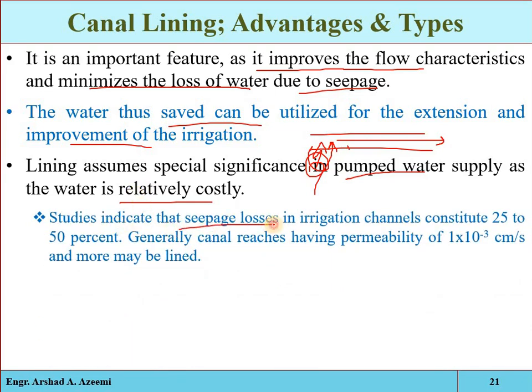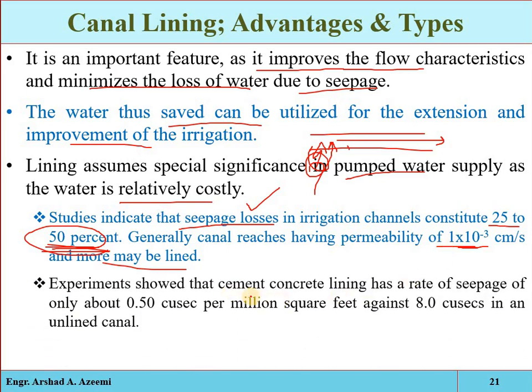Studies indicate that seepage losses in irrigation canals constitute 25 to 50%. Overall, if suppose there are 100% losses, up to 50% are contributed by seepage. So if you properly line a canal, then this 50% loss will be completely controlled. And canal reaches having permeability of 0.001 centimeter per second must be lined, because they have more seepage losses.